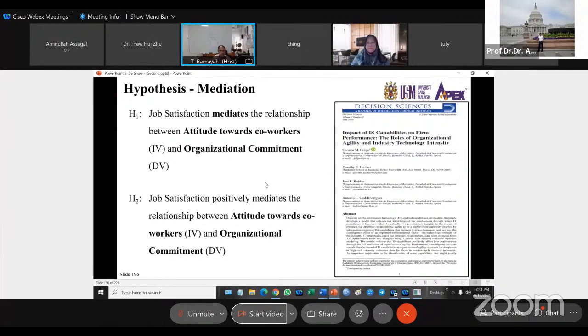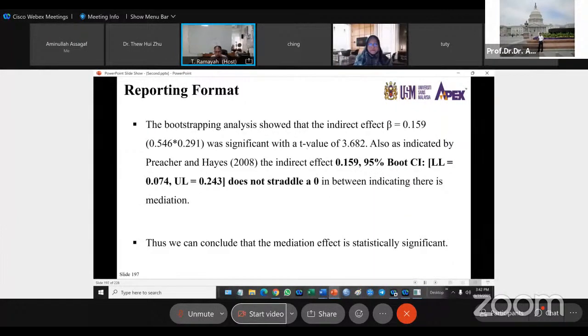Start looking at this. So for reporting, there's no more step 1, step 2, step 3, step 4. Now it's just reporting the indirect effect, whether it's significant or not. And we also look at the bootstrap confidence interval, lower limit and upper limit. We don't have a 0. That's it. Okay. Those are the requirements for mediation currently.